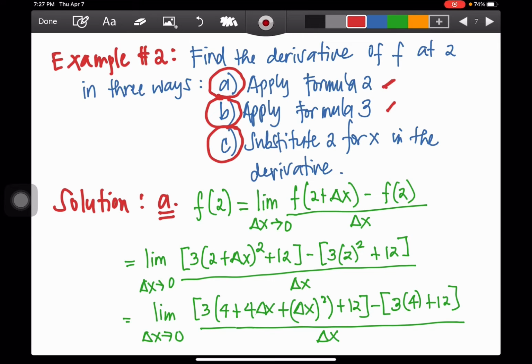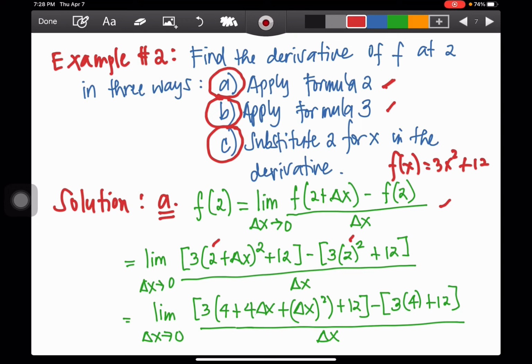So let's start first with A. Now, in A, we're going to use formula number 2. So this was the formula, no? So we substitute 2. So you have f of 2 plus delta x minus f of 2 all over delta x as delta x approaches 0. Since the function given to us was 3x squared plus 12, you have 3 times 2 plus delta x squared plus 12 minus 3 times 2 squared plus 12.